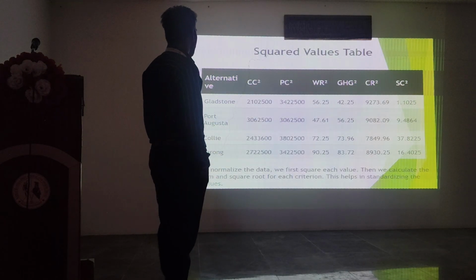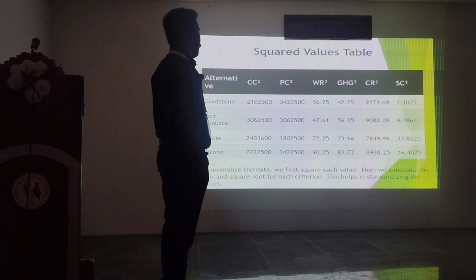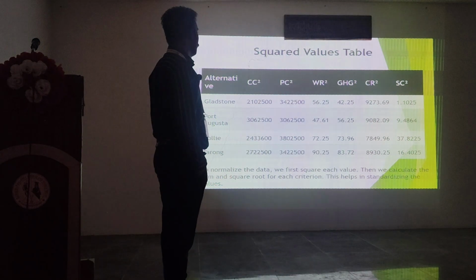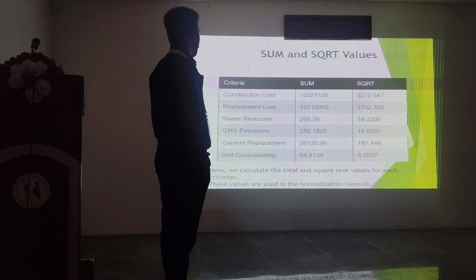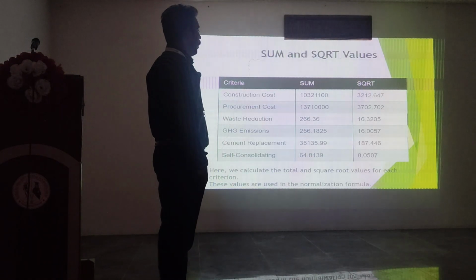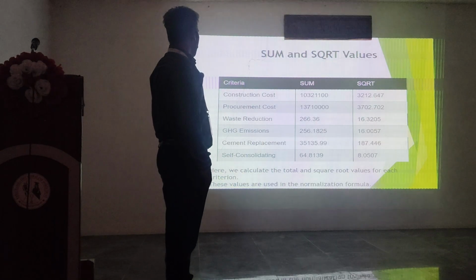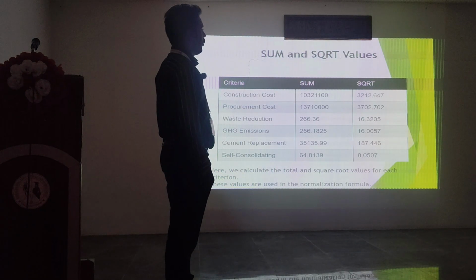Square value table. To normalize the data, we first square each value, then we calculate the sum and square root for each criterion. This helps in standardizing the values. Next. Sum and square values. And we calculate the total and square root values for each criterion. The values are used in the normalization formula.